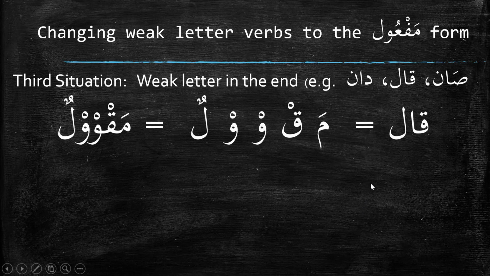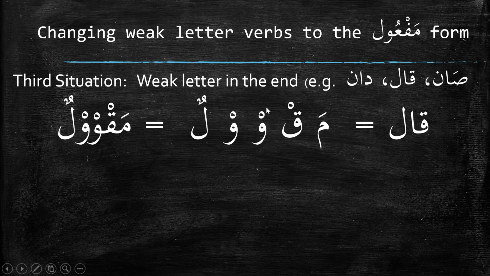Now we're going to look at qala. Same thing. We want to change this to the maf'ul form. So we put the meem with a fatha. The qaf is going to have a sukoon. Because this alif doesn't have a haraka, it represents a vowel, so we're going to put a sukoon on that. And then this elongation vowel is also going to have a sukoon. And then we have the lam, which is a part of the original word. So we get mak. We can't even make a sound with this because we don't have any vowels.